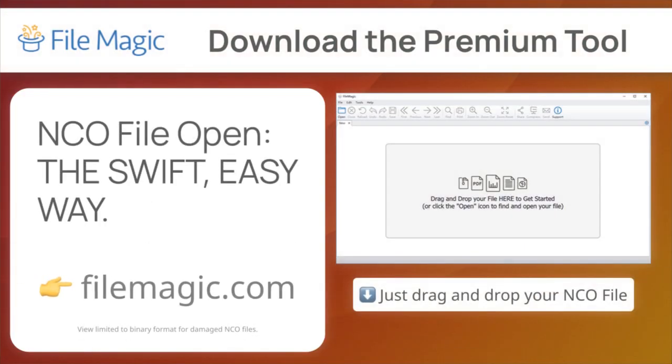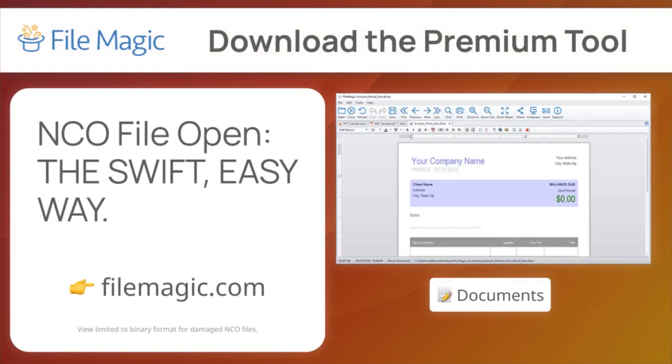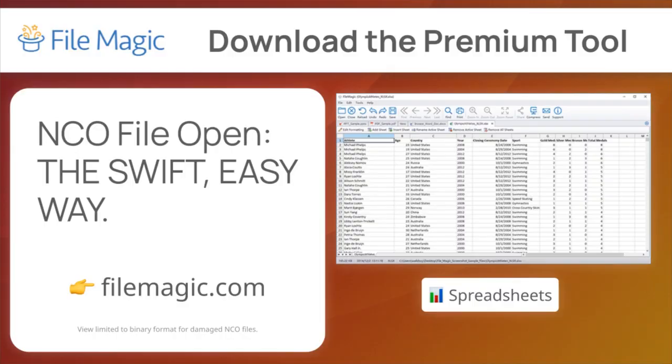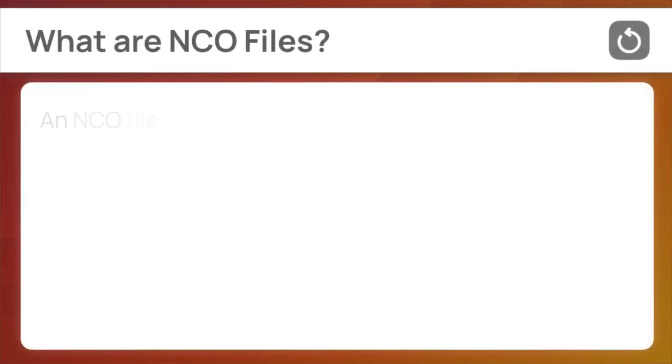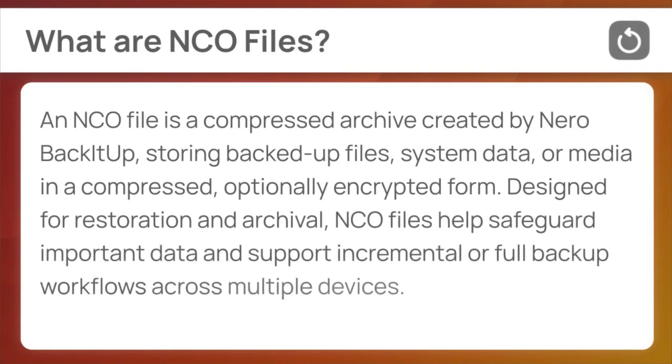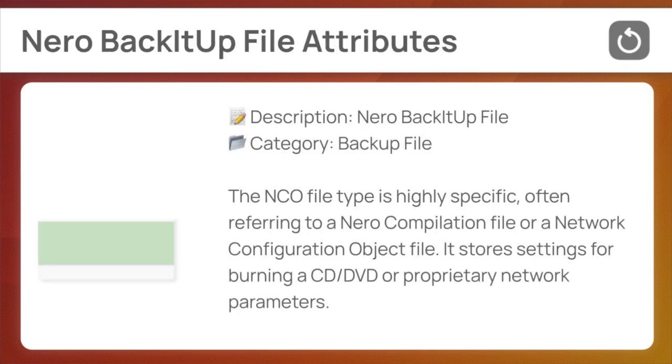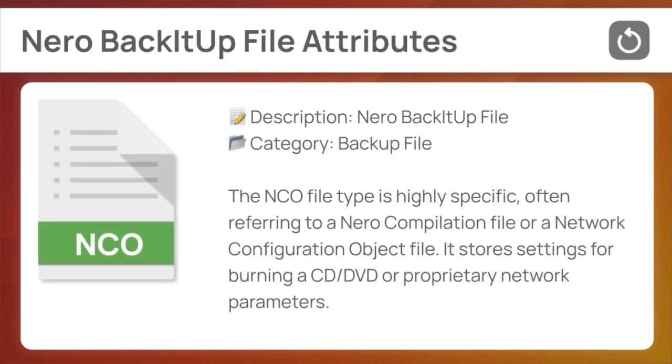We're tackling this NCO file systematically, and I've reserved the most powerful data extraction technique for the end, just in case. The NCO extension falls under the backup file category. The file operates using the encoding model of Nero BackItUp File. The NCO file type is highly specific, often referring to a Nero Compilation file or a network configuration object file. It stores settings for burning a CD/DVD or proprietary network parameters.